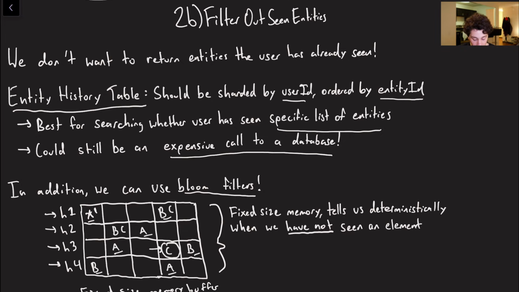Now we've avoided an extra database call to figure out whether C was in there. Another thing that we can do, unfortunately, or rather a downside about the Bloom filter, is let's say D comes along, right?